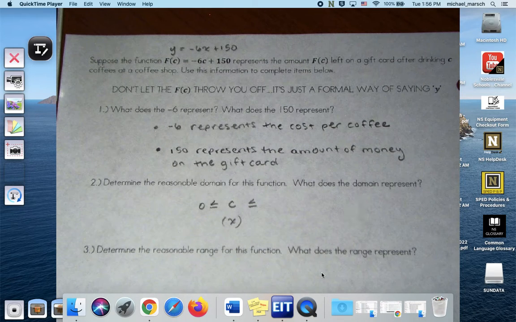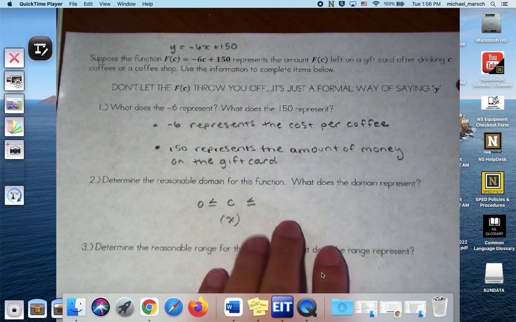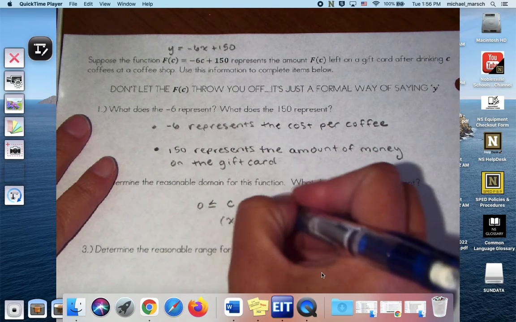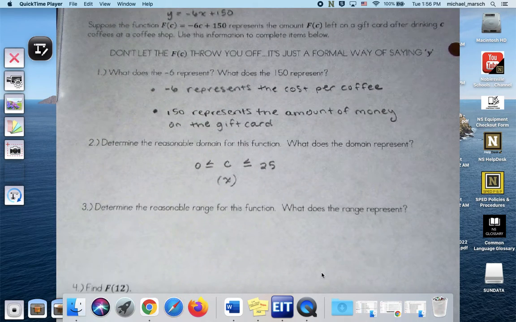So the domain isn't how much we think the coffee would cost. It's how many coffees could we get? Oh, my bad. So you could really say anything as long as it doesn't go over what value, because you don't have that much money on your card. At most, how many coffees can you purchase with this gift card? 14? 12? No, that's probably like 20. No, that's 18. So 150 divided by 6. 25. 25! Yes, 25. You were so close.